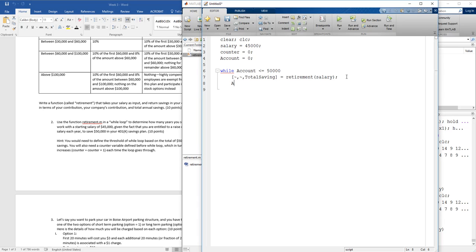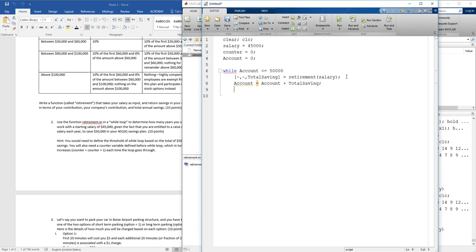And then account becomes your previous account, so whatever you had the previous year plus total saving, so whatever is added this year. So this is now the amount of money that you have in your account.